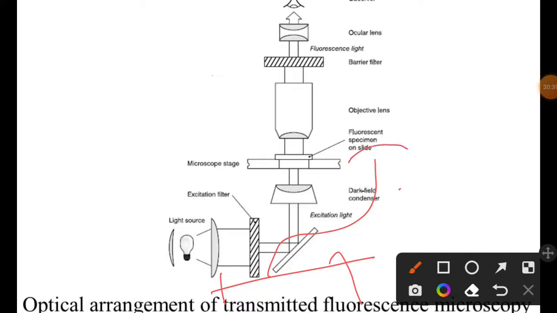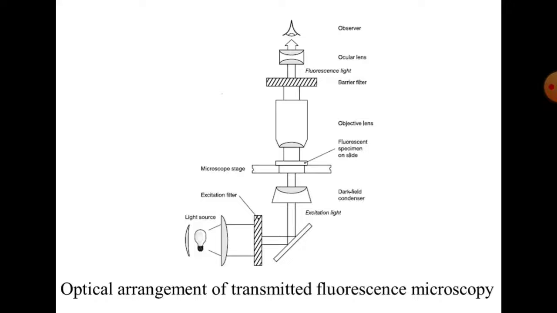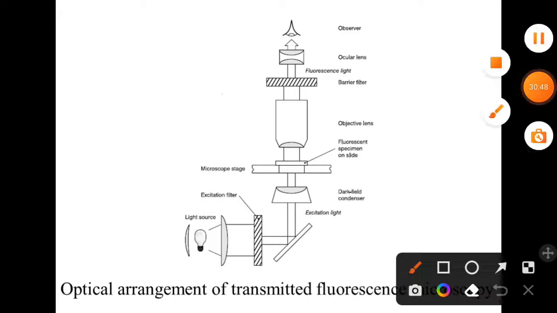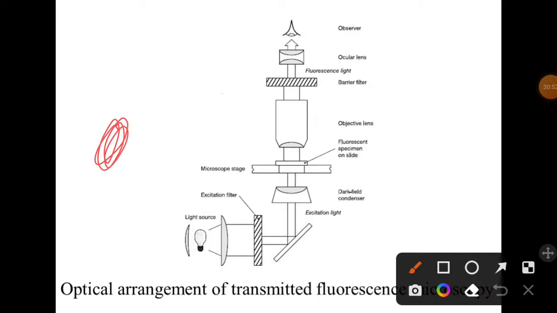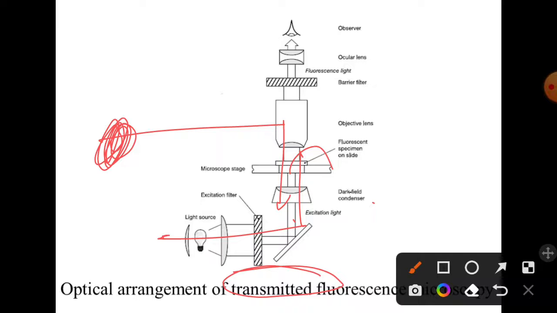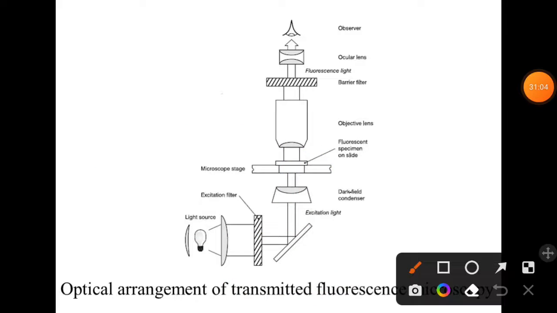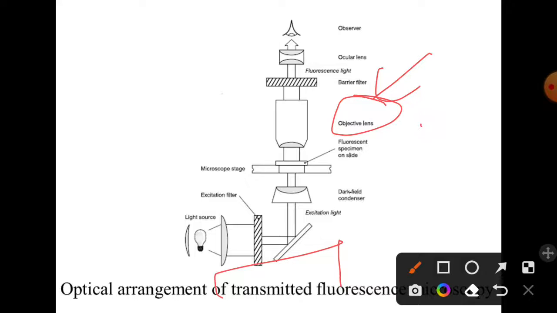So if you face any question regarding the difference between epifluorescence and transmitted fluorescence microscopy, you just have to mention that in epifluorescence microscopy the light is above the specimen, and in transmitted fluorescence microscopy, as you can see, the light is below the specimen. Another thing you can mention is that in epifluorescence microscopy we use only one objective lens, which acts as the objective as well as the condenser. But in transmitted fluorescence microscopy, we have a separate condenser and a separate objective lens. Another thing, epifluorescence microscopy has a dichroic mirror. We have discussed the dichroic mirror, but transmitted fluorescence microscopy lacks it.